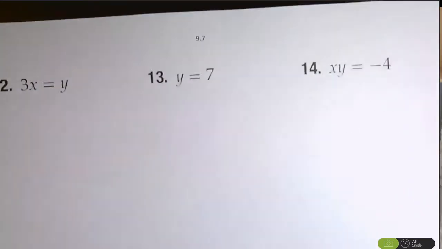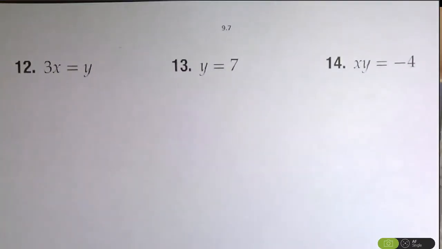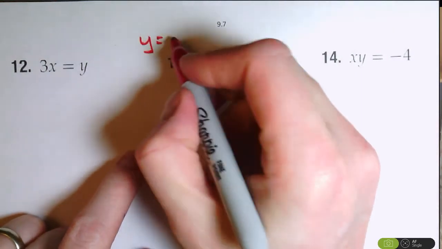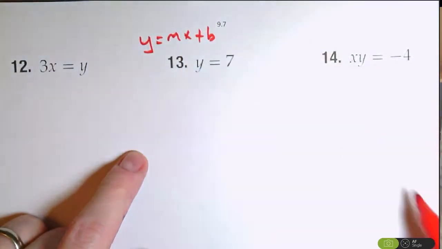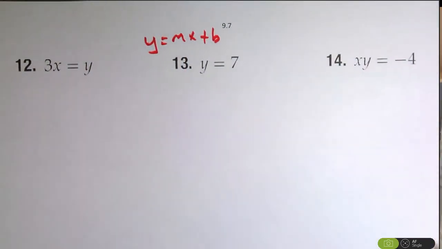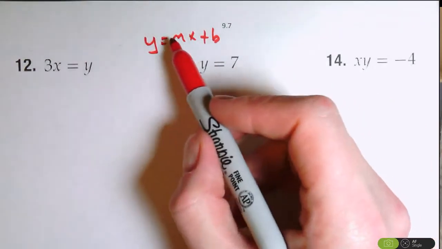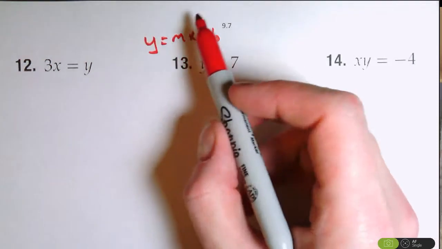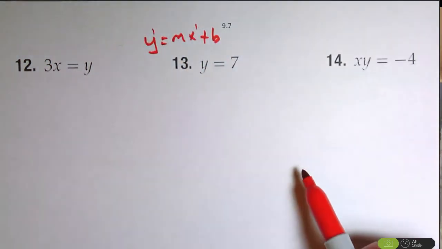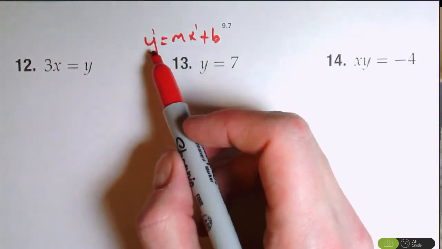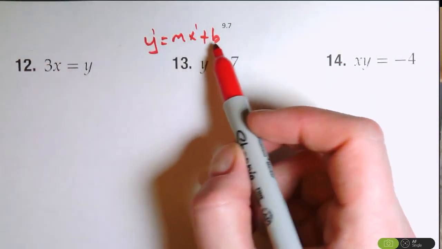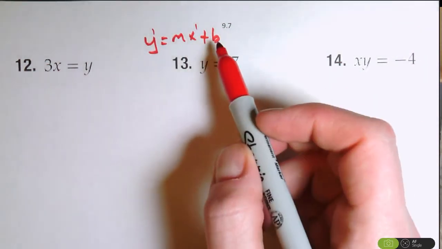Now for 12, 13, and 14, we're talking about equations of lines. So basically it's y equals mx plus b that we're looking for. So first of all, y and x can't have exponents other than 1. If they do, it's not a line. Okay. And then it's got to be some number times x, and it can be a number plus or minus there, but doesn't necessarily have to be that way.